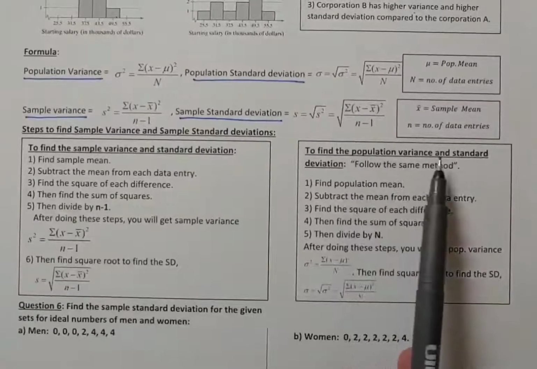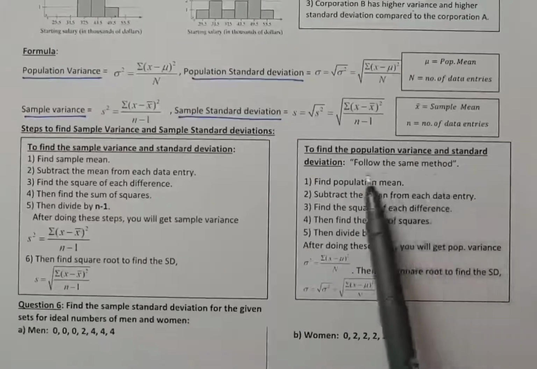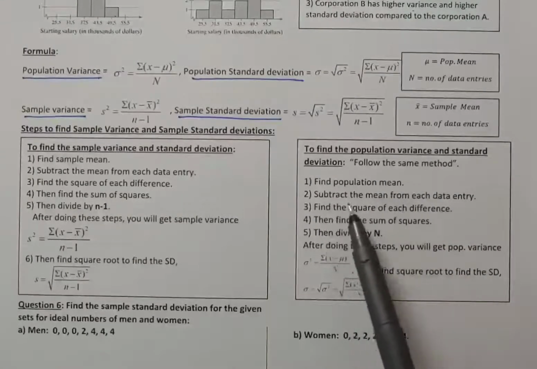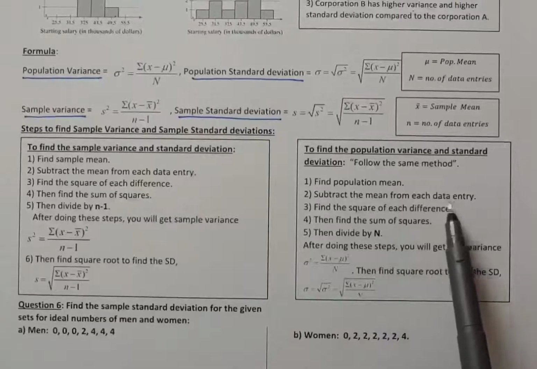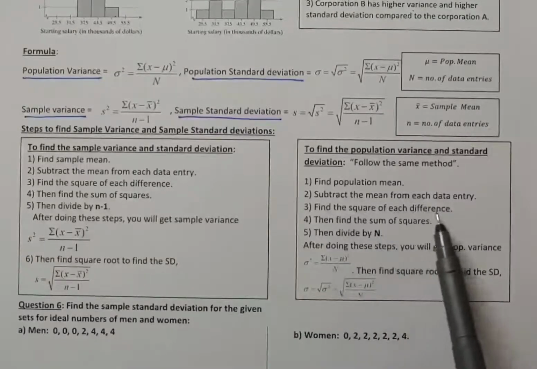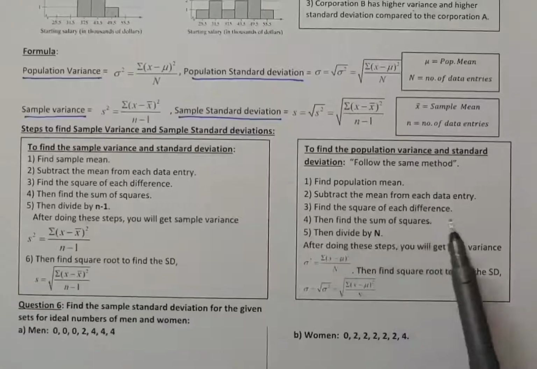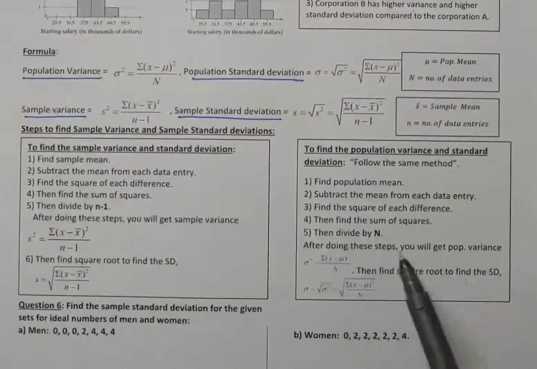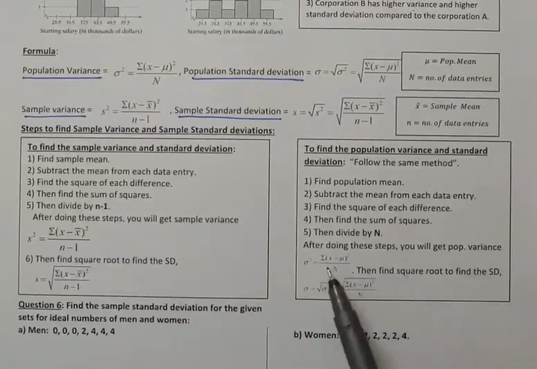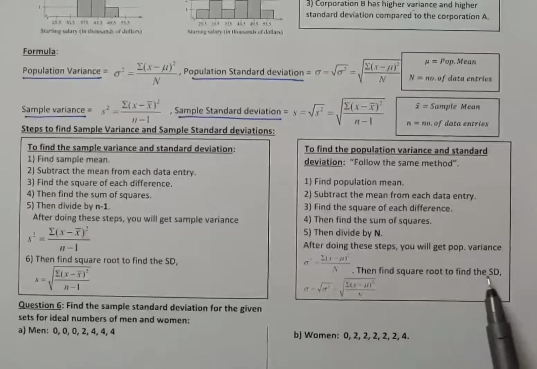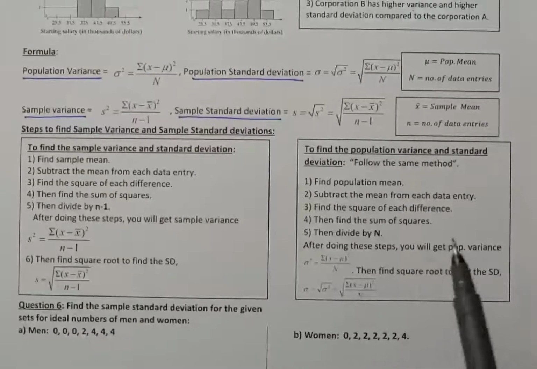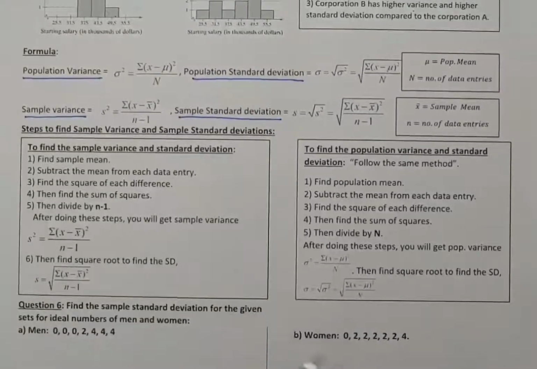And to find the population variance, follow the same method. You find the population mean, then subtract the mean from each data entry, then square the difference, then find the sum of the squares, then divide by the total number of entries. After doing this, you will get the population variance, and then find the square root of it to find the standard deviation. Okay, so let's do these questions.